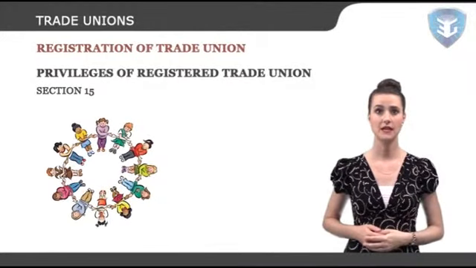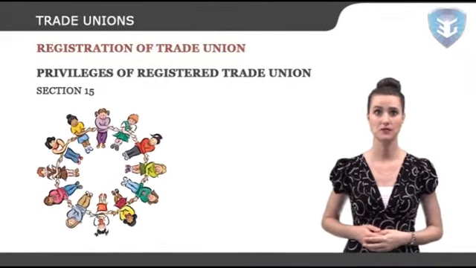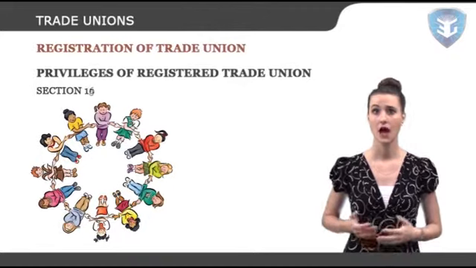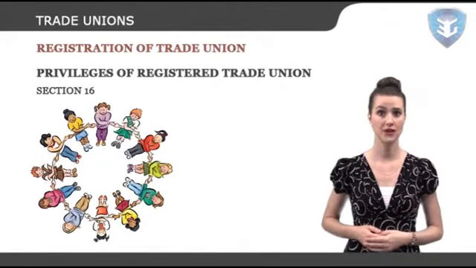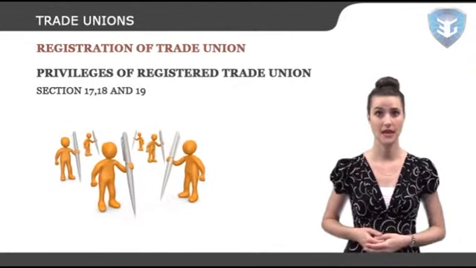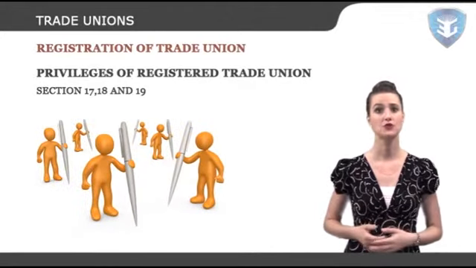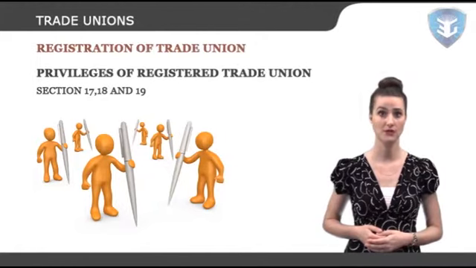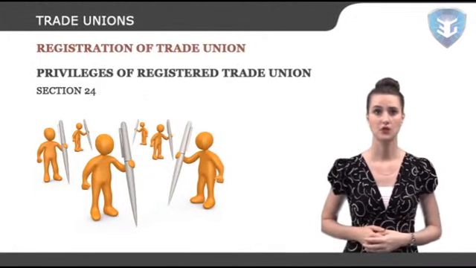Under Section 15, a registered trade union has a right to establish a general fund. Under Section 16, a registered trade union has a right to establish a political fund. Subscription to this fund is not necessary for a member. Under Sections 17, 18, and 19, a registered trade union gets immunity in certain criminal, civil, and contractual proceedings. Under Section 24, trade unions have the right to amalgamate.